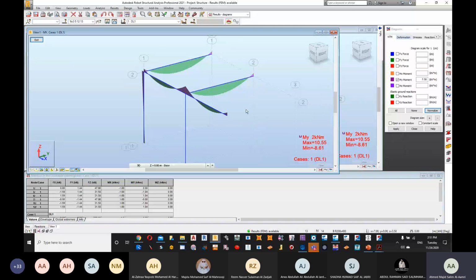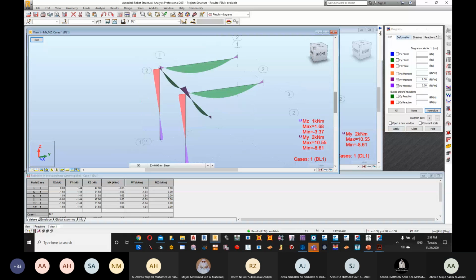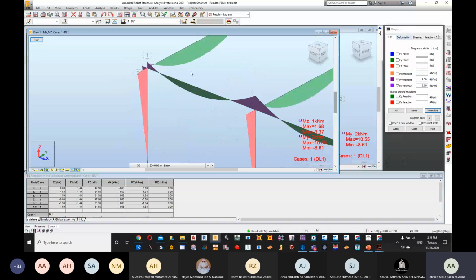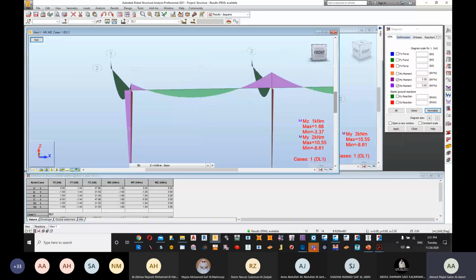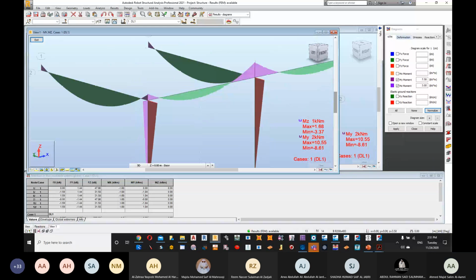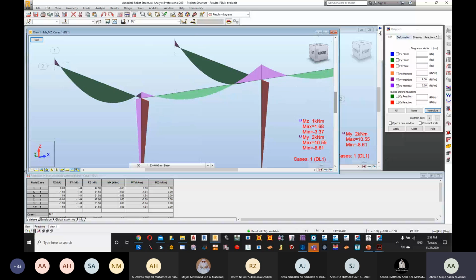Okay, so I try to isolate certain elements. Now you can see for this particular column, for the column on the edge, how many moments are there? Can you see that there are two moments? One is mx and one is my.